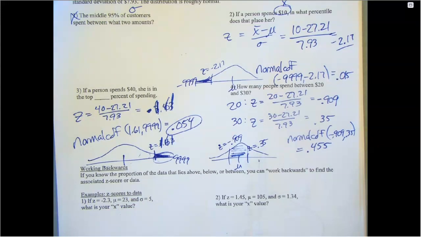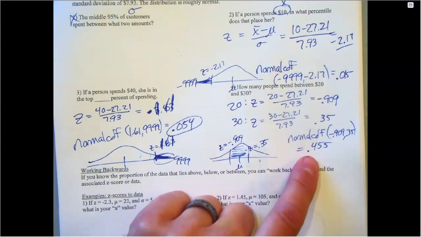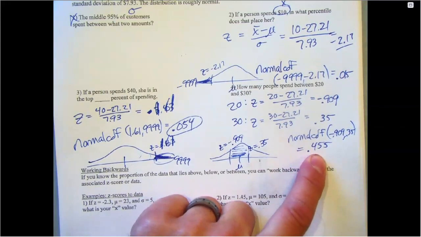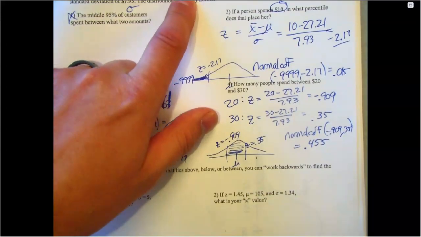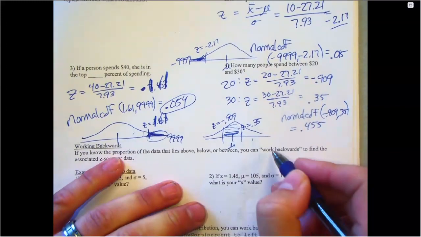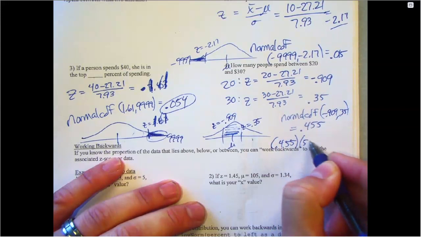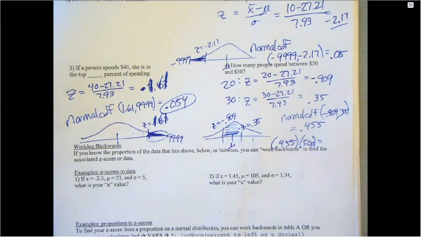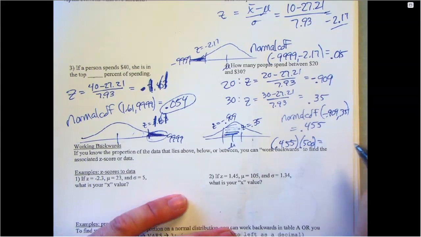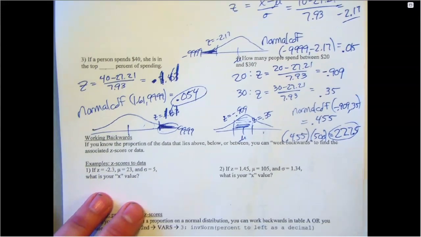So I got 0.455 for my normal CDF part. Agree there? Is that my answer? It's not. What is that? That's a percent. Normal CDF finds percent, probability, area, that stuff. So now I know 45.5% of the people spent between $20 and $30. And I know there were 500 people, so I multiplied them together. But if you didn't know the amount of people, you can't really do that one. So that was a mistake on the worksheet. So it's 227.5 people. Which doesn't really make sense. But okay.